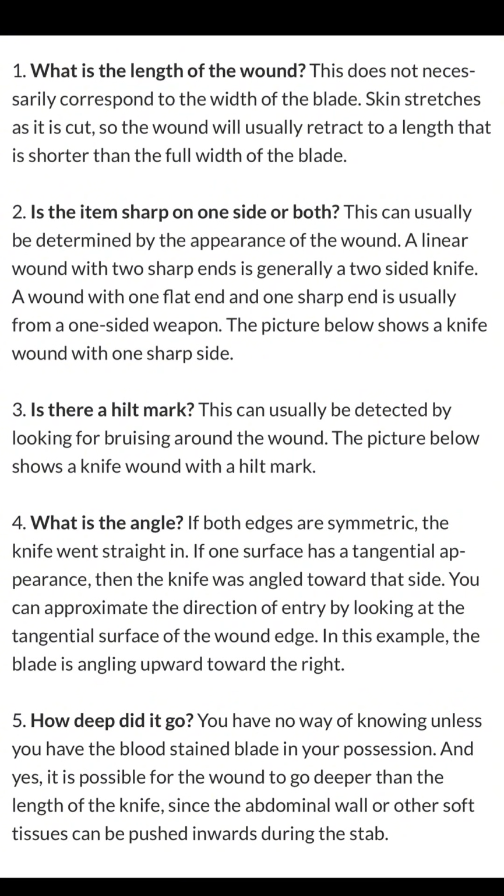Is the item sharp on one side or both? This can usually be determined by the appearance of the wound. A linear wound with two sharp ends is generally a two-sided knife. A wound with one flat end and one sharp end is usually from a one-sided weapon. The picture below shows a knife wound with one sharp side. Well, I don't have the picture.